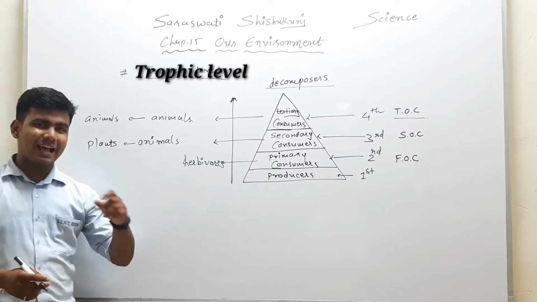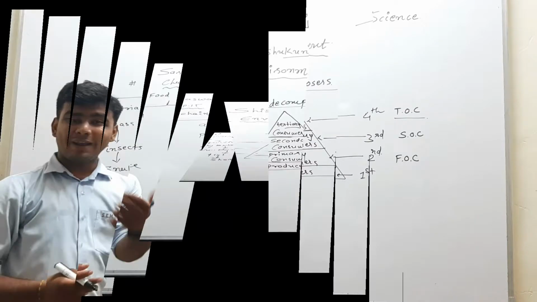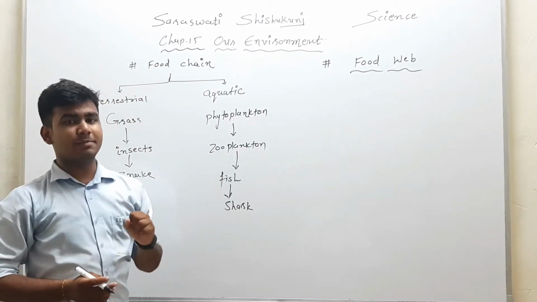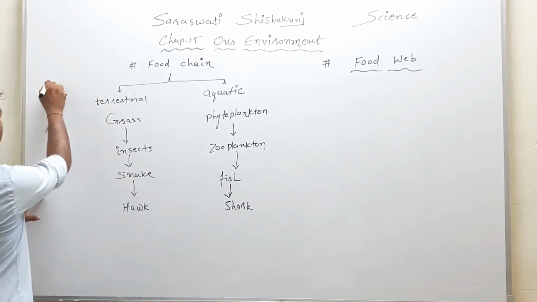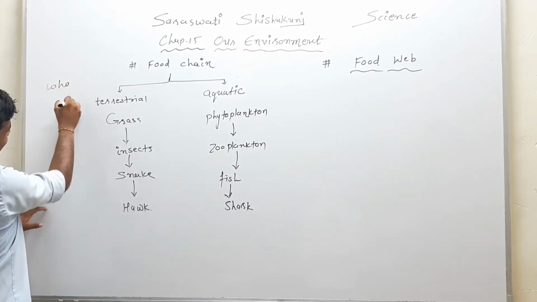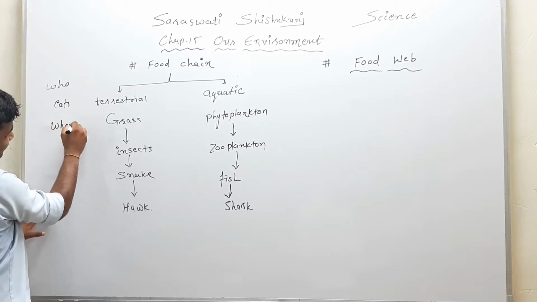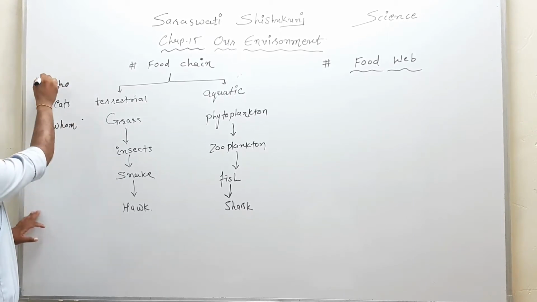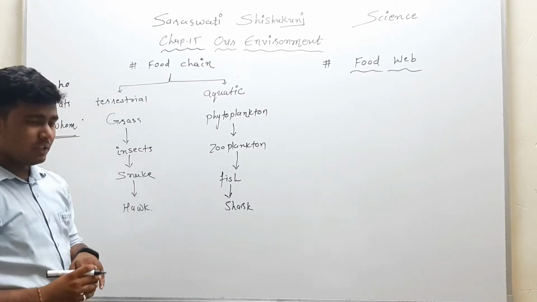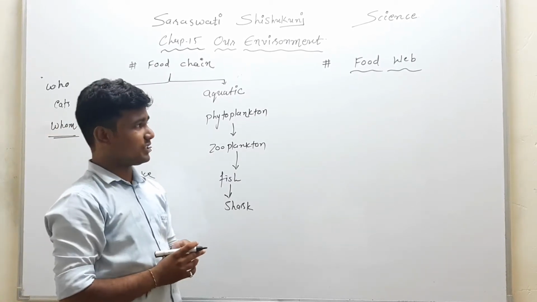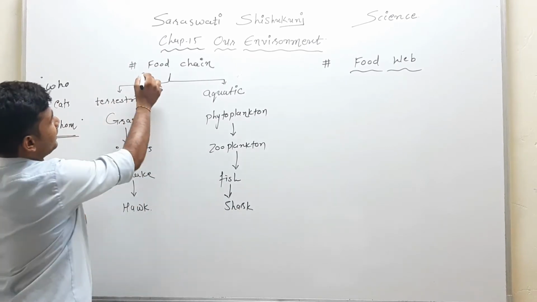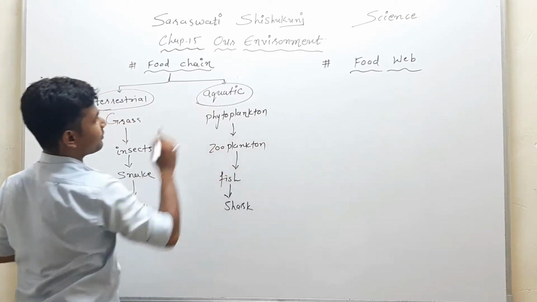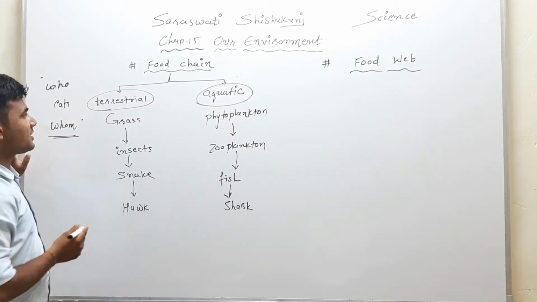Now let's have a discussion of food chain. Let's have a concept of food chain. See, basically the concept of food chain is based on who eats whom. It's basically a concept of who eats whom. As you have studied, our food chain will be of two types: terrestrial food chain and aquatic food chain. Now let's try to understand the terrestrial food chain.